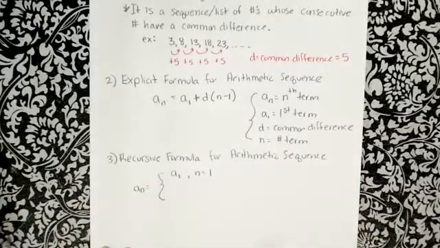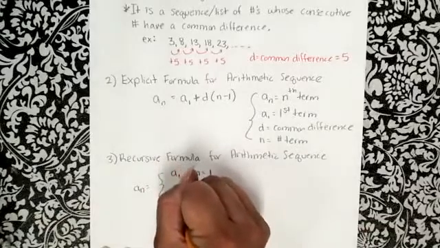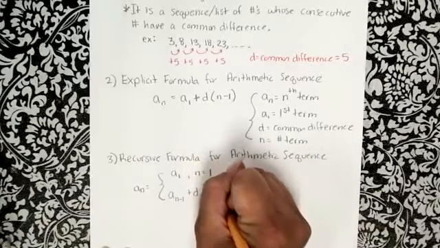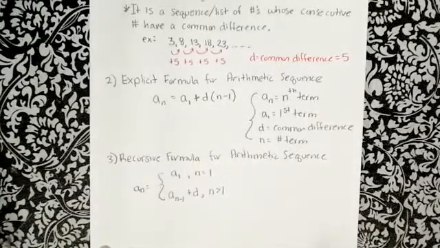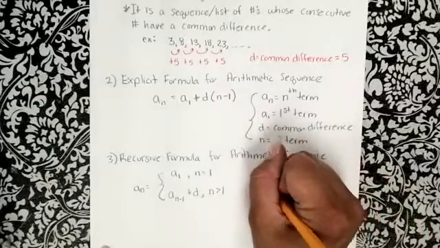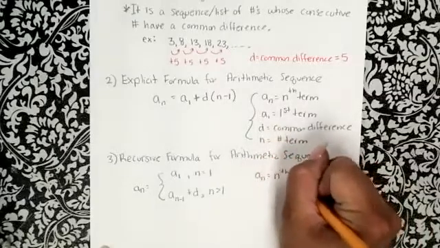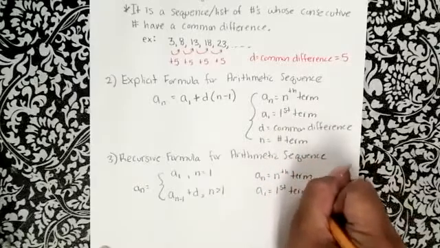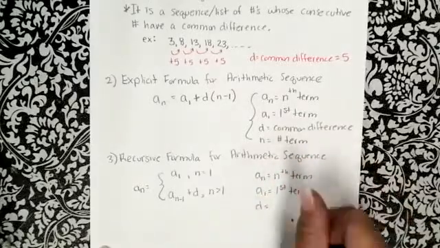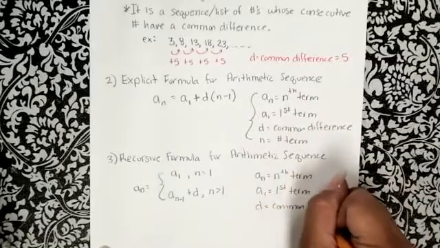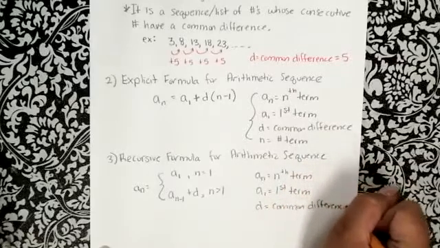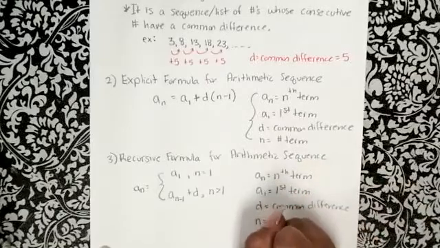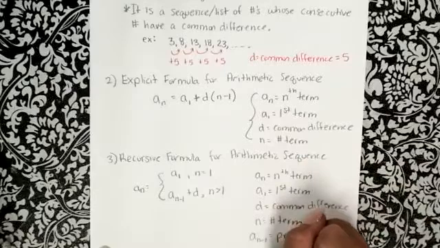So here I'm going to give you the first term. And then the formula is A n minus 1, which means the previous term, plus the common difference. And this is for any term greater than 1, which is any term after the first term. A of n is still going to be the nth term. A1 is still going to be the first term. D still represents the common difference. N is going to be the number term. And A n minus 1 is going to represent the previous term.